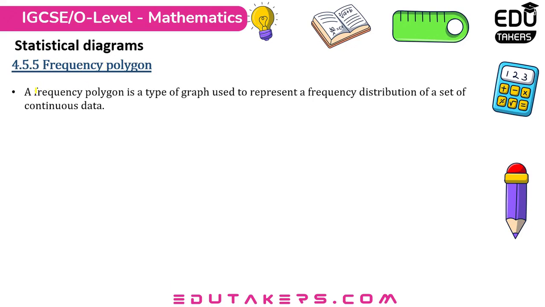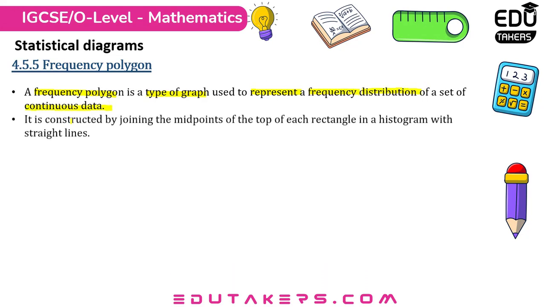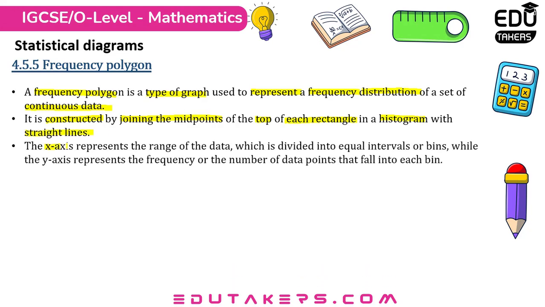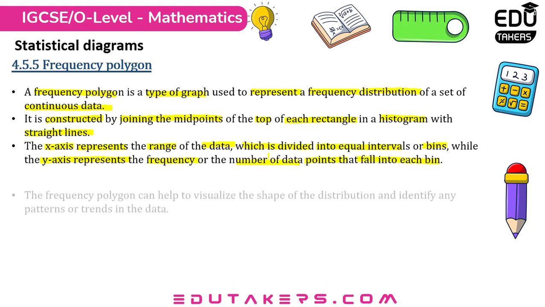Frequency polygon. A frequency polygon is a type of graph used to represent a frequency distribution of a set of continuous data. It is constructed by joining the midpoints of the top of each rectangle in a histogram with straight lines. The x-axis represents the range of the data, which is divided into equal intervals or bins, while the y-axis represents the frequency or the number of data points that fall into each bin.